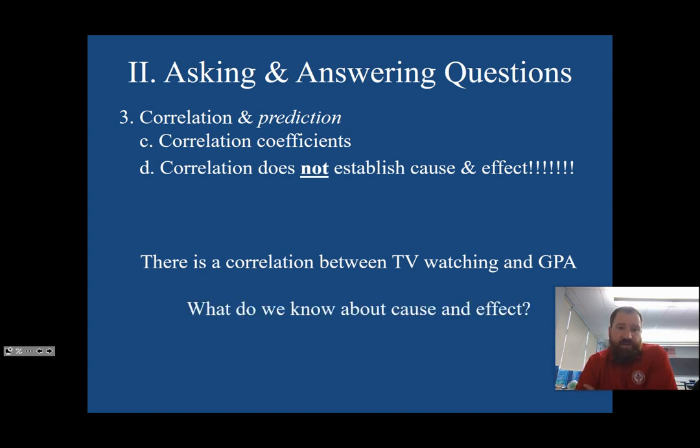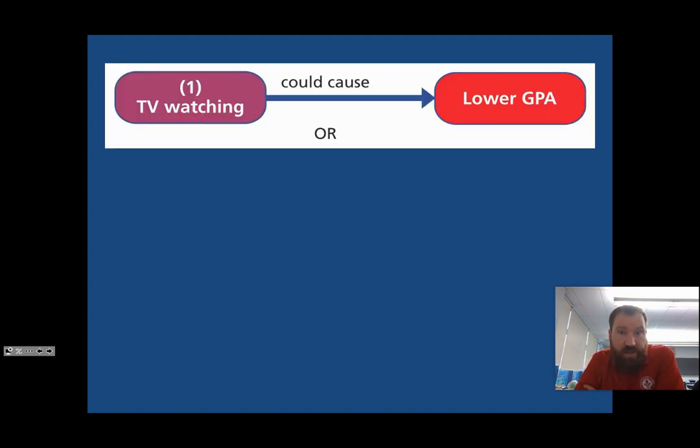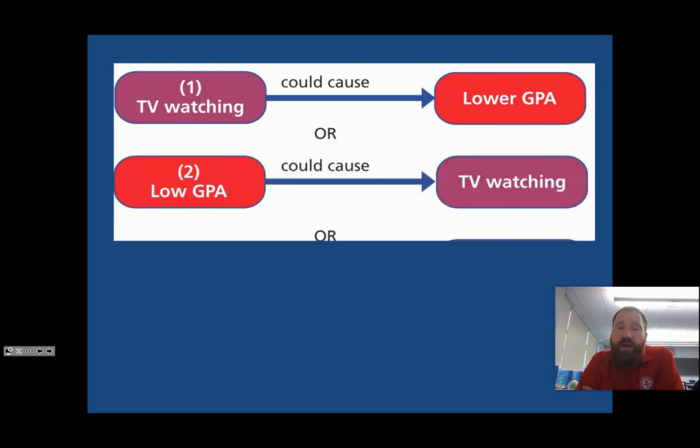So what do we know about cause and effect? If we know that there's this correlation, what does that tell us about what is causing something? Is TV watching causing the lower GPA? That's certainly possible, right? You're spending all your time watching TV so that you're not doing your homework, which causes you to get a lower GPA. But the reverse could be true, right? A lower GPA could cause you to watch more TV.